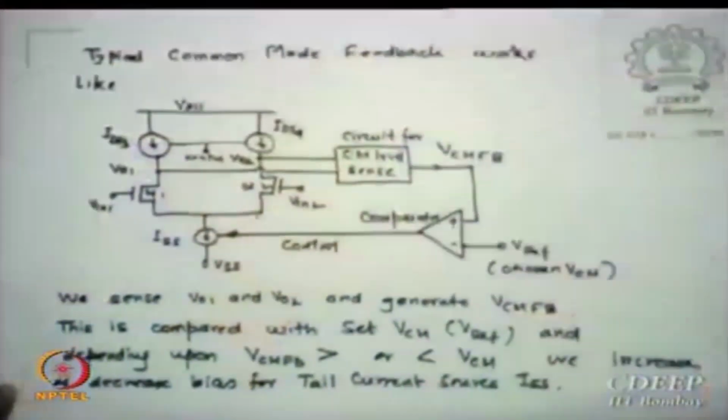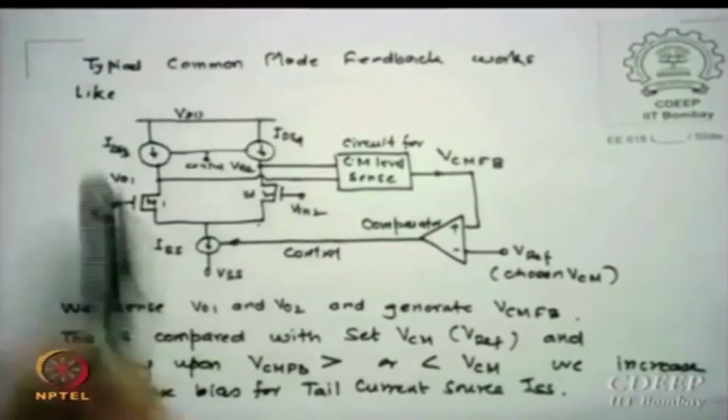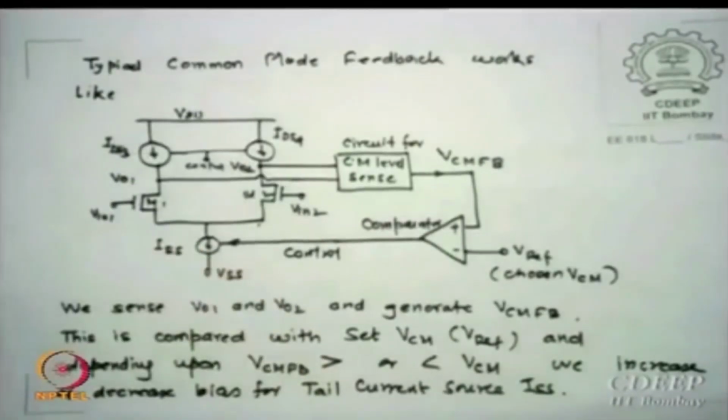Okay. A typical CMFB circuit is shown here. This is your DFAM, and these IDS3, IDS4 currents are coming from some VB and mirror, as we did.